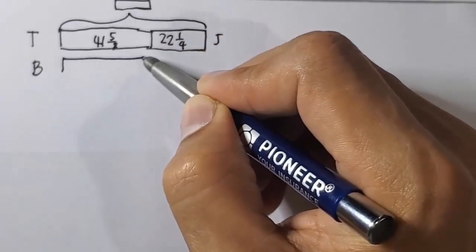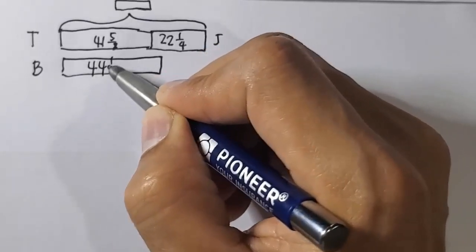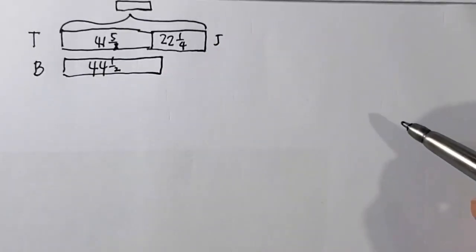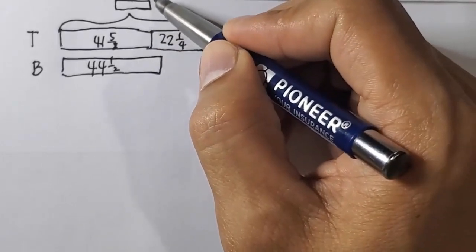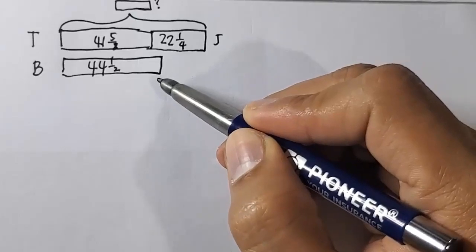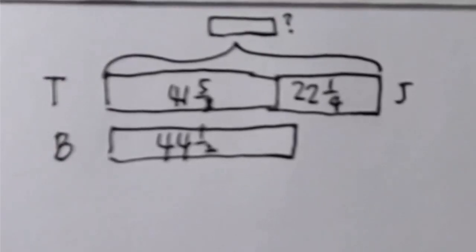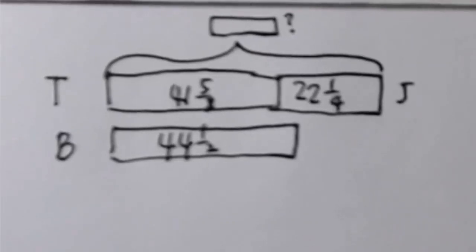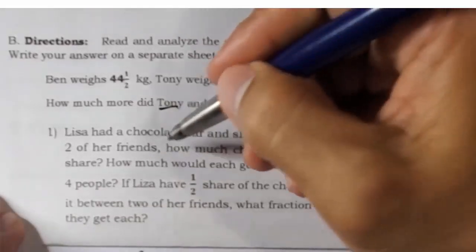So when we say 44 and 1/2, let's illustrate it this way. So the question is, how much more did Tony and June, the combination of Tony and June, weigh compared to the weight of Ben? This problem can be solved by adding the weight of Tony and June, then after that, subtracting the weight of Ben. For item number 2, we have a series of questions here, but let us first answer the first question.